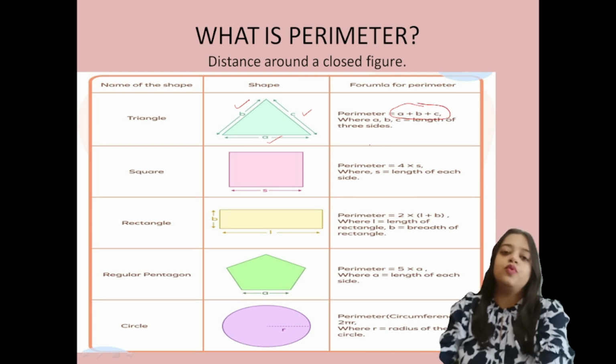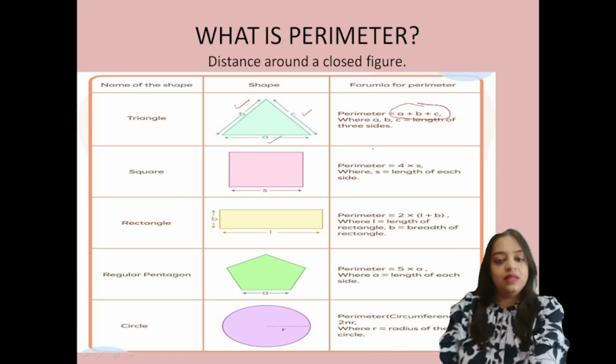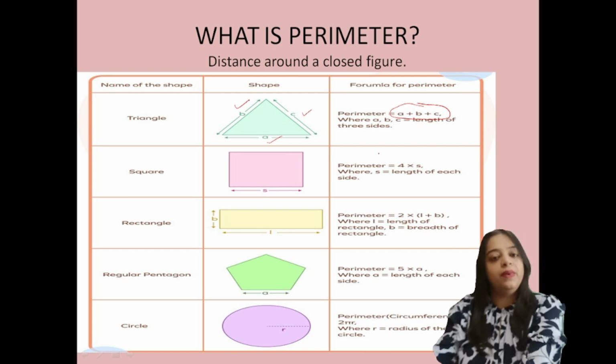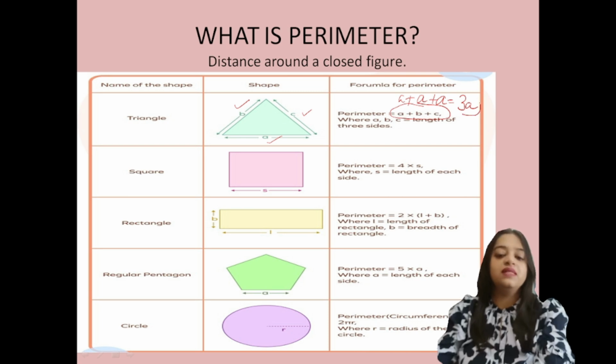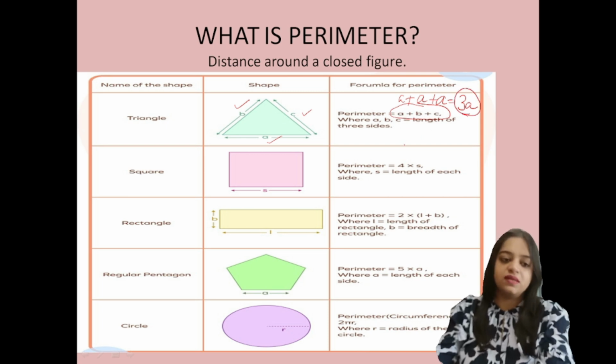ठीक है, suppose it's an equilateral triangle. तो equilateral triangle में all three sides will be equal. So if I take one side as a, it will be a plus a plus a, so we can write it 3a. So that's why perimeter for equilateral triangle is 3 multiplied by side, right?